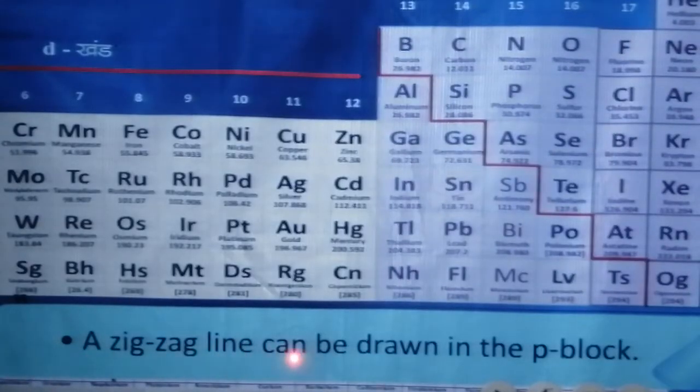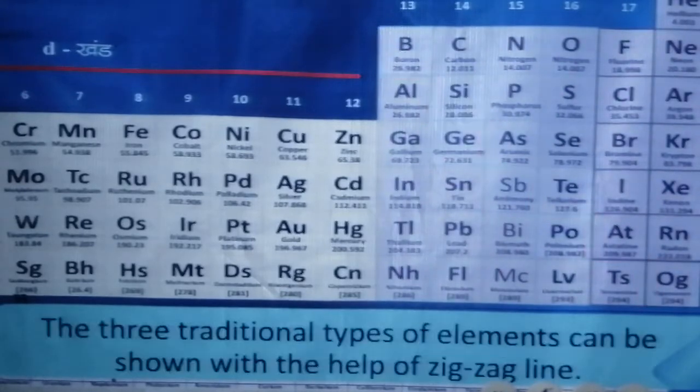The zigzag line can be drawn in the P block. Here, look here, Z, Z, Z, that is the zigzag line. On the P block, the three traditional types of elements can be shown with the help of the zigzag line, like metals, non-metals and metalloids.